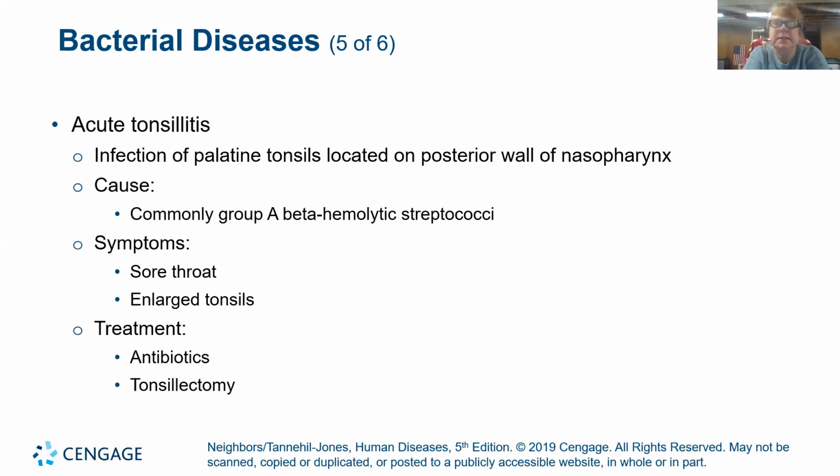Acute tonsillitis. This is an infection of the palatine tonsils, and they are located on the back wall of the nasopharynx. So they're in the back of the throat, okay? The cause is usually group A beta hemolytic streptococci. So the symptoms are a sore throat and very enlarged tonsils. They can be treated with antibiotics. If someone keeps getting this, they may do a tonsillectomy. And tonsillectomies are much easier to do on children than they are on adults.